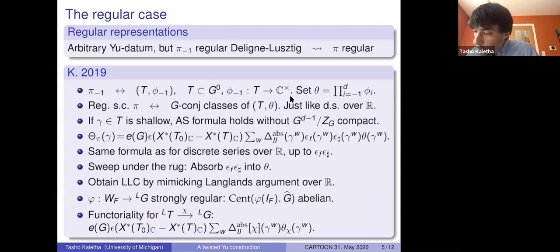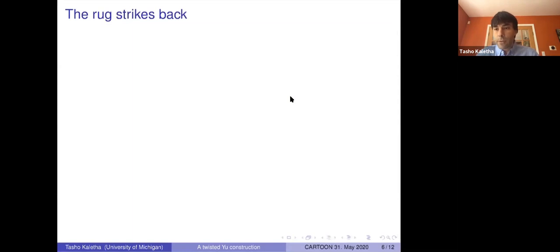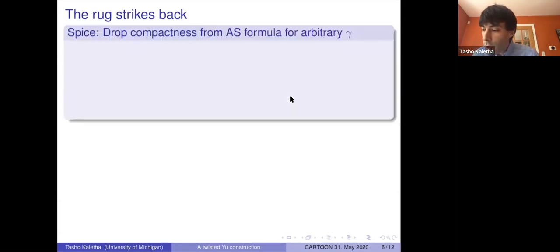Okay, so this was where things stood around 2016-17. And the next thing that happened is that the rug that we've been sweeping things under decided to take revenge on us. This happened in the following form. Loren Spice and I were working on two separate things. He wanted to drop the compactness assumption from his character formula. I was able to do this only for his very special gamma, but he wanted to do it for arbitrary gamma, and the situation there becomes very, very complicated. And what he found while doing so is that there was actually a mistake in JKU's paper.